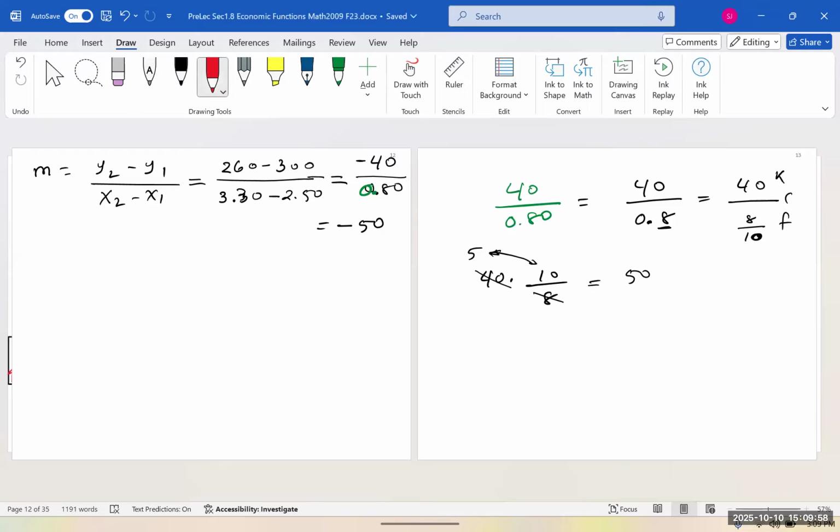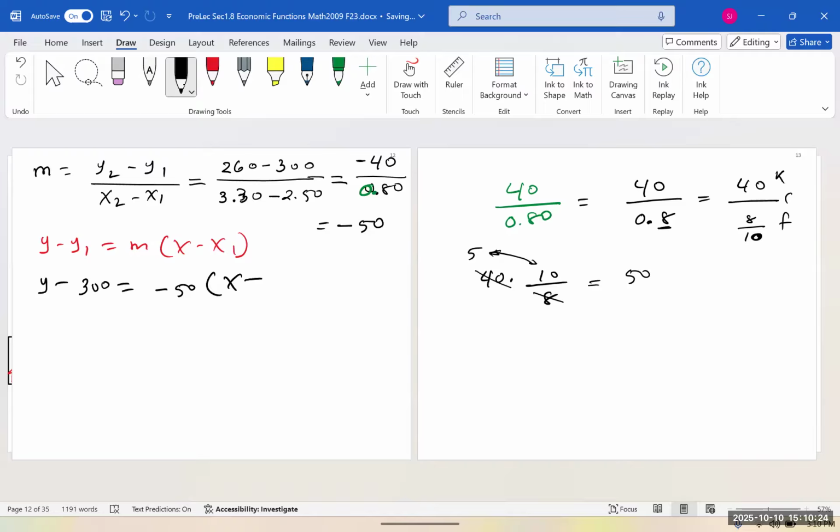And then you do the same thing. Y minus y1, slope, x minus x1. So who can tell me y minus what? $300. Our slope is negative 50. X minus.